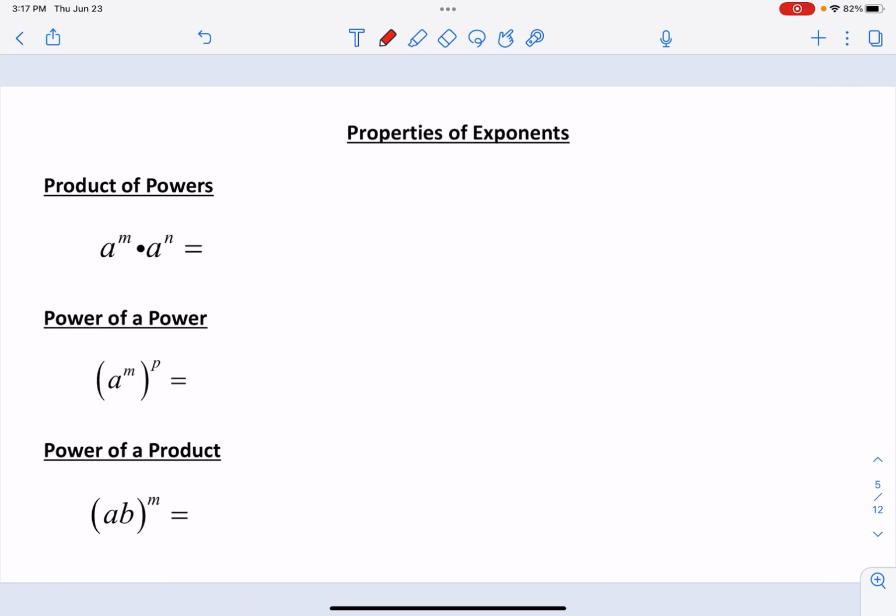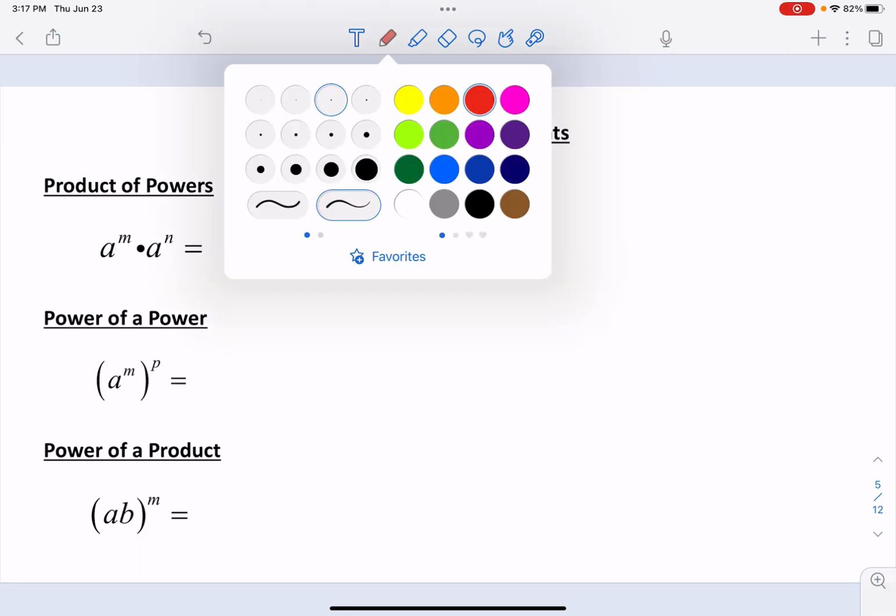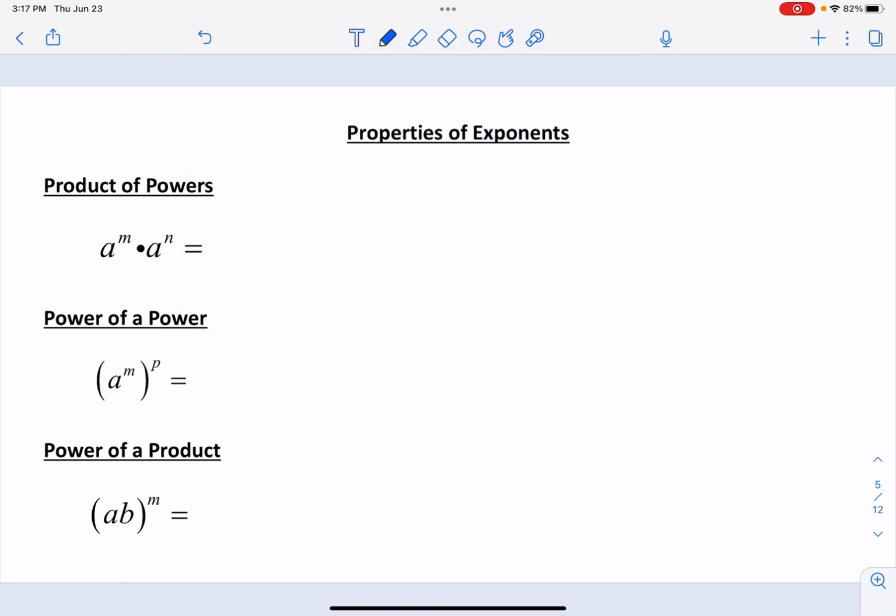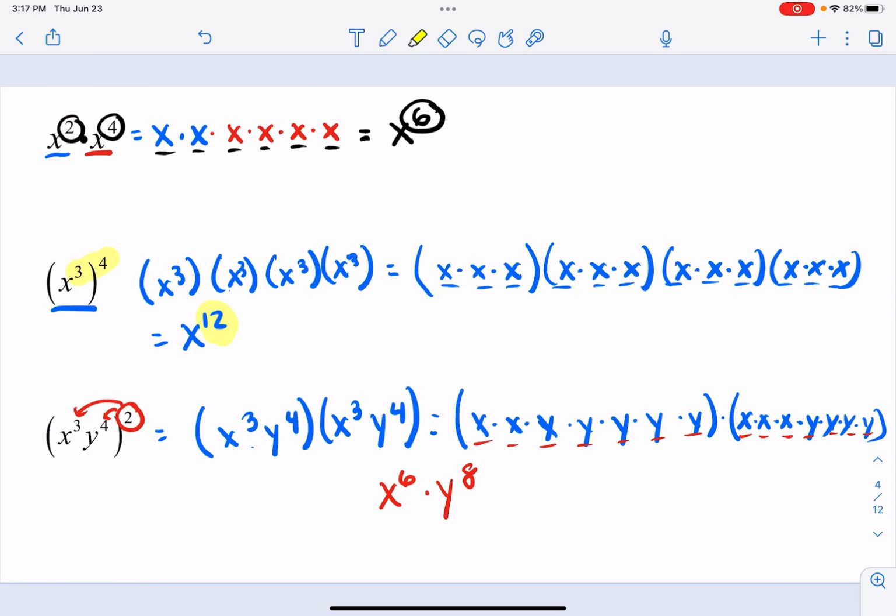So let's talk about our properties. This is something that's really important. You're going to be using this for years. Product of powers: when you have the same base, where A is your base, you combine these by just adding the powers together. And that was this first example, where I have 2 and 4, that adds to be 6.